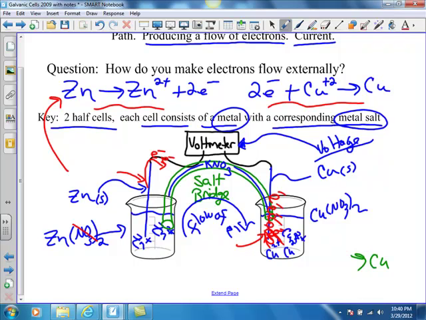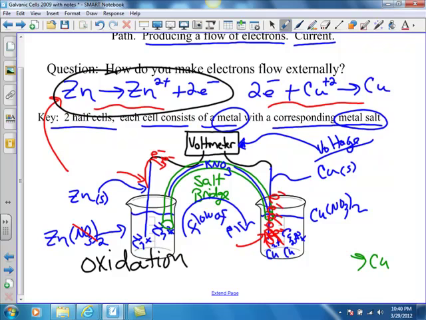And then the other point that I didn't make very well is there is an oxidation cell and there is a reduction cell. This zinc, from our half reaction up here, is being oxidized. So this over here is the oxidation half cell. And that by default makes this the reduction half cell.